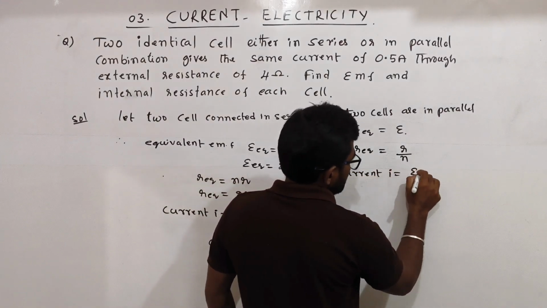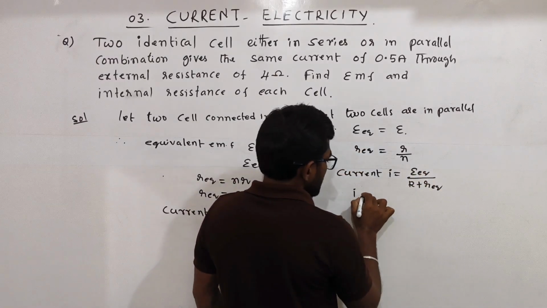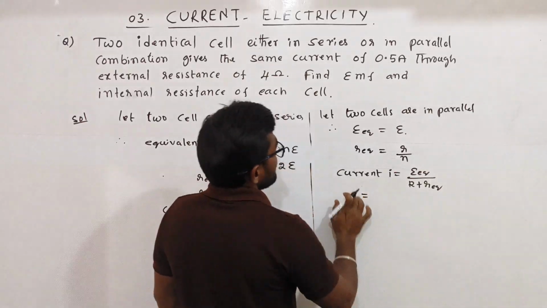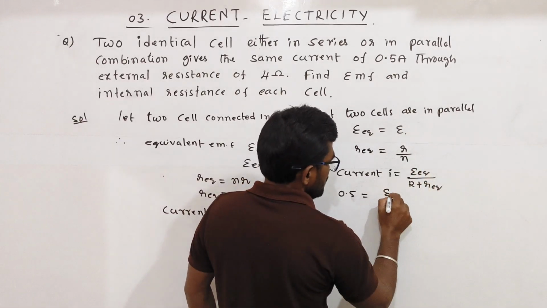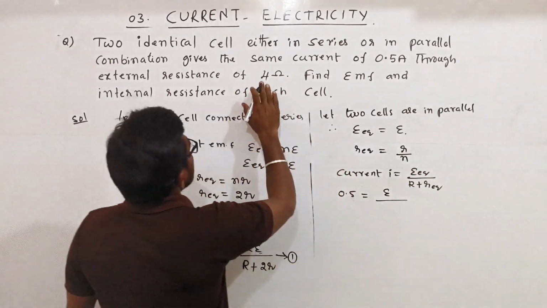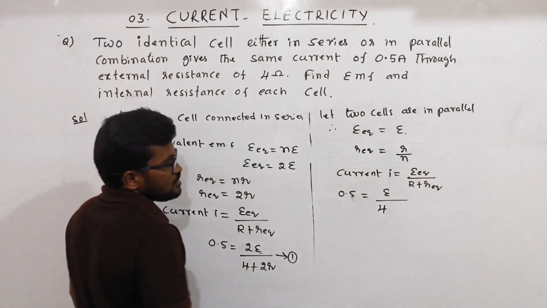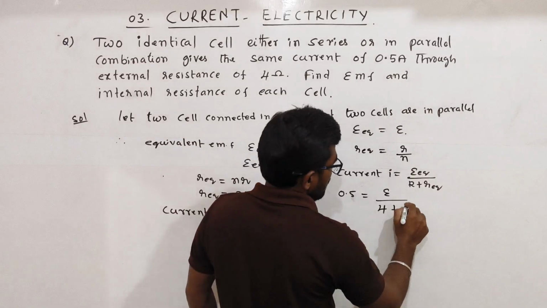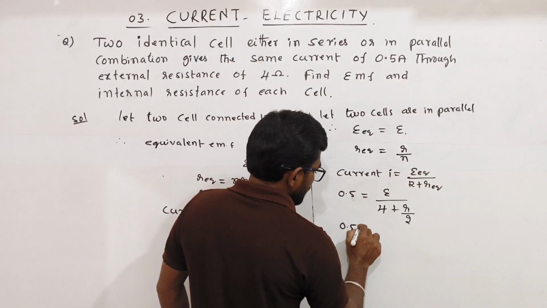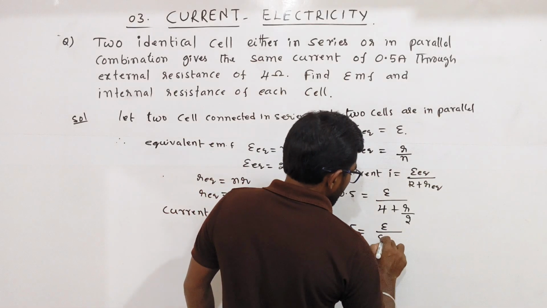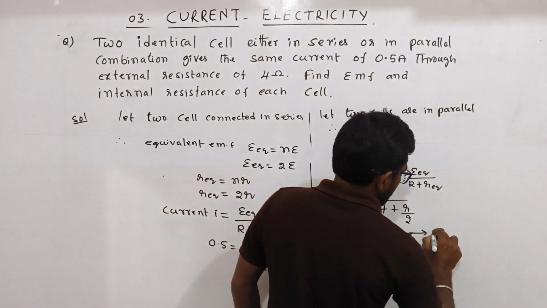I is equal to E equivalent divided by capital R plus R equivalent. Look at the question, the current is the same in each combination, that is 0.5 ampere. E equivalent is equal to E, and capital R value is given as 4. So in this equation also let us substitute 4 plus R equivalent, in this case R divided by N, which means R by 2. Let us write one more equation: 0.5 is equal to E divided by 4 plus R by 2. Let us say equation number 2.